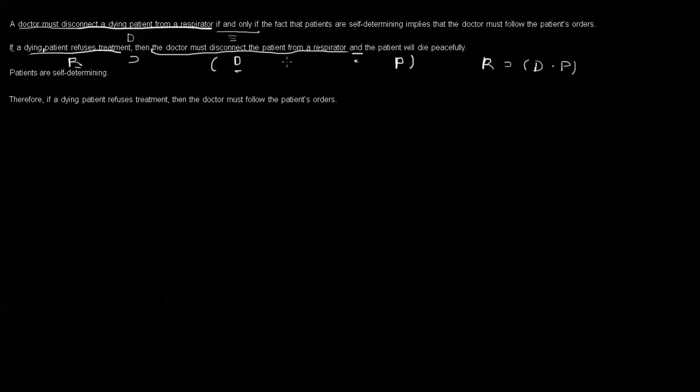Okay. Premise 1, let's go back to premise 1. A doctor must disconnect a dying patient from a respirator: D. If and only if the fact that patients are self-determining implies that the doctor must follow the patient's orders. This word implies, we have not run across this before, so maybe we'll have to think through it. But if this chunk just comes to us all together, we won't have to. Except here we have patients are self-determining.